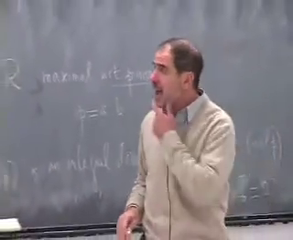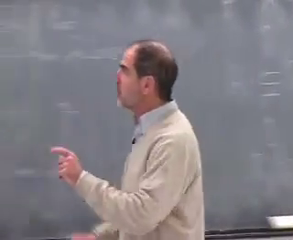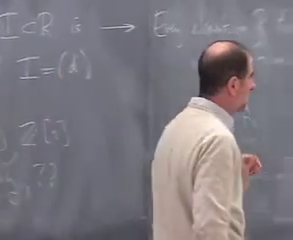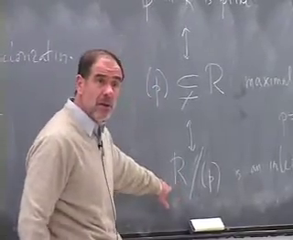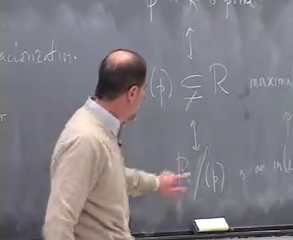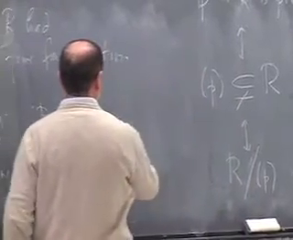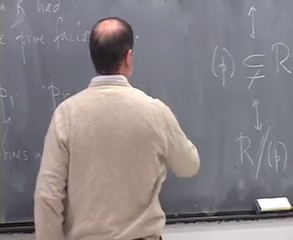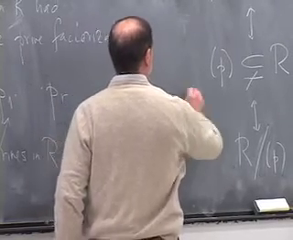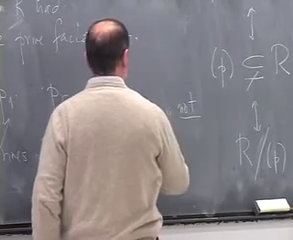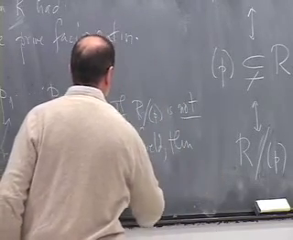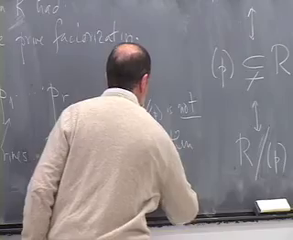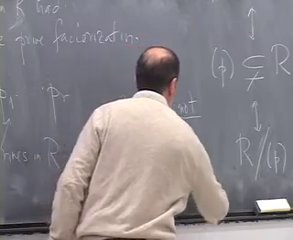Now, the way we showed that there were ideals that were not principal was if this ring is not a field, then there are non-principal ideals. So let's make an observation. If R mod P is not a field, then there exists an ideal I which is lying between P and R.